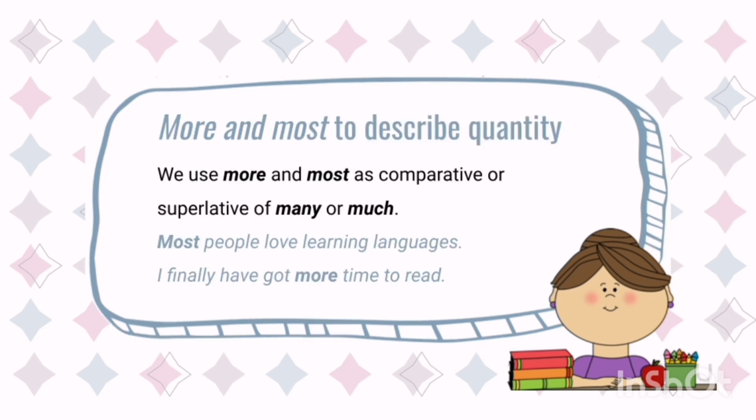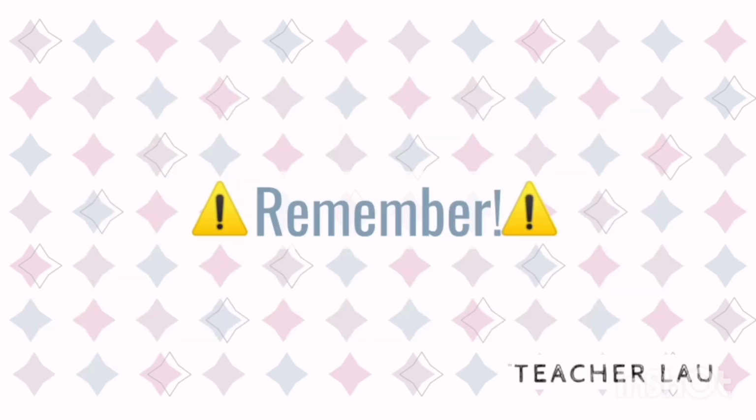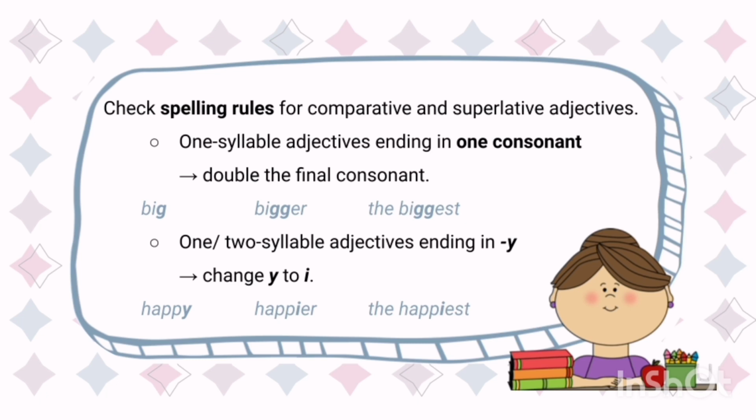We can also use more and most to describe quantity. So, we use more and most as comparative or superlative of many or much. For example, most people love learning languages. Who wouldn't? I finally have got more time to read. Yay! And remember, check spelling rules for comparative and superlative adjectives.